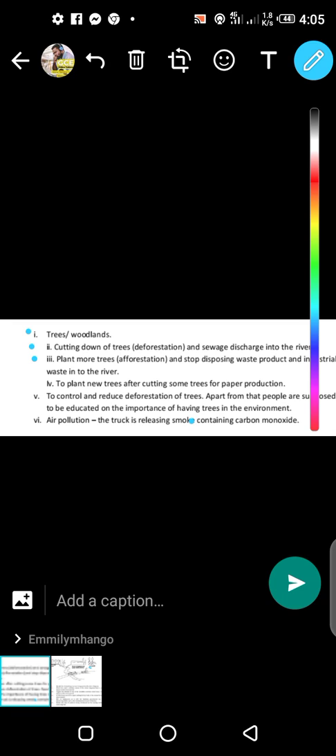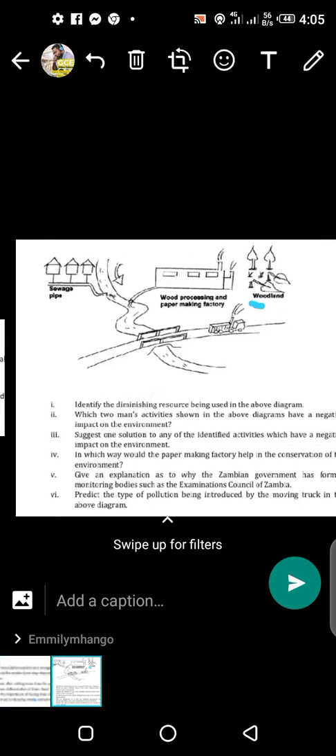And how can you avoid the other one? By stopping to dispose waste products from the industries and toilets. That's what's written here. Stop disposing waste products and industrial waste in the river. Okay? So that is question 3. Okay, so we're going to the next question.